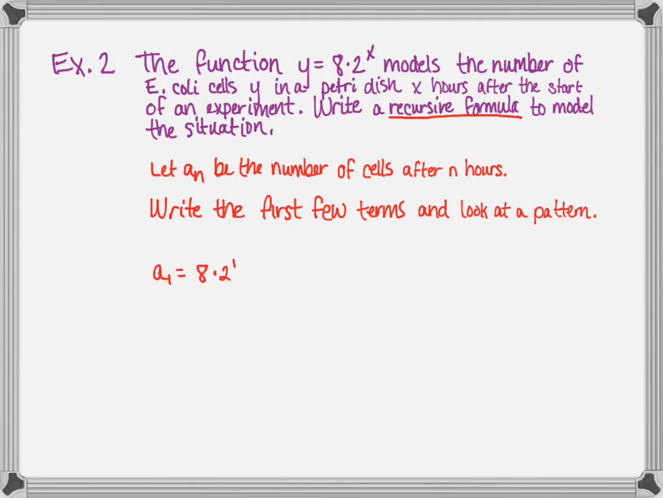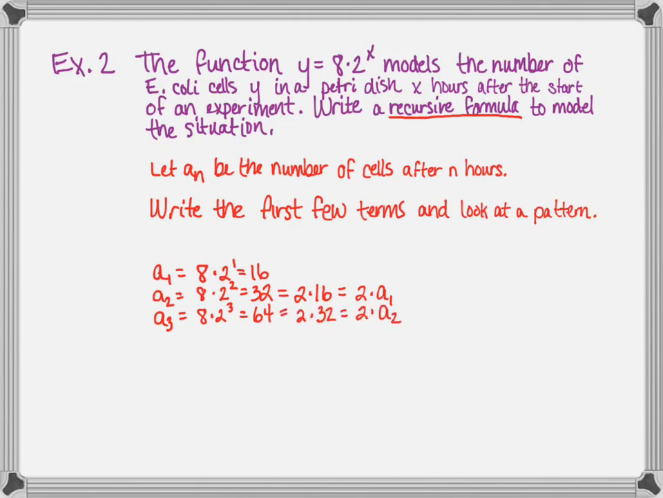A sub 1 is 8 times 2 to the 1, which is 16. A sub 2 equals 8 times 2 squared, which is 32, which is 2 times 16, or 2 times a sub 1. Sorry, a sub 3 equals 8 times 2 cubed, which is 64, which can be written as 2 times 32, which is 2 times a sub 2.